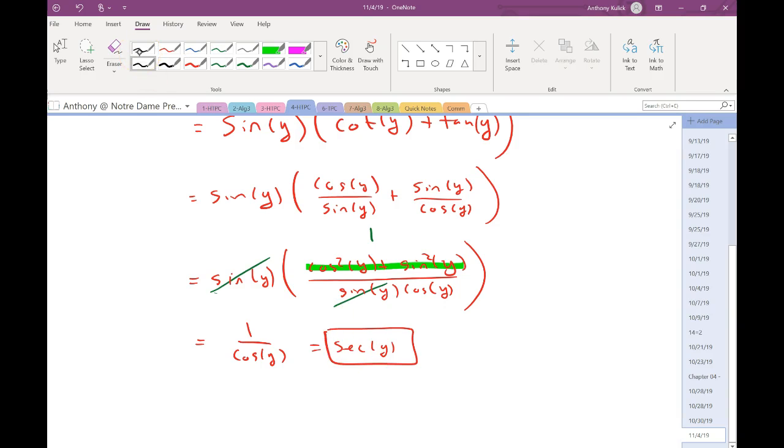Now notice that all of these have kind of turned into secants. Is that always going to happen? No, that was just like a happy little accident. Right? All these examples have basically reduced down into secant.